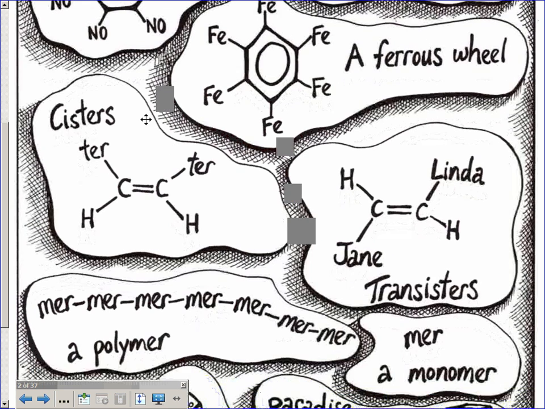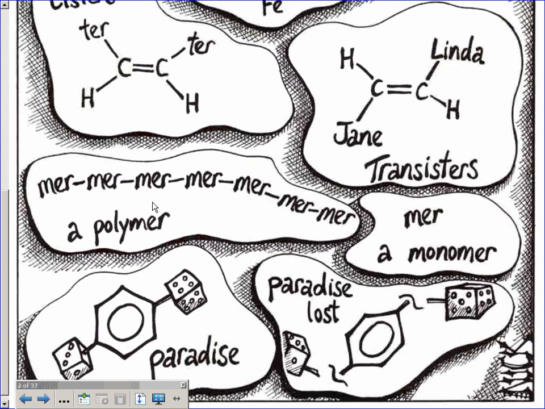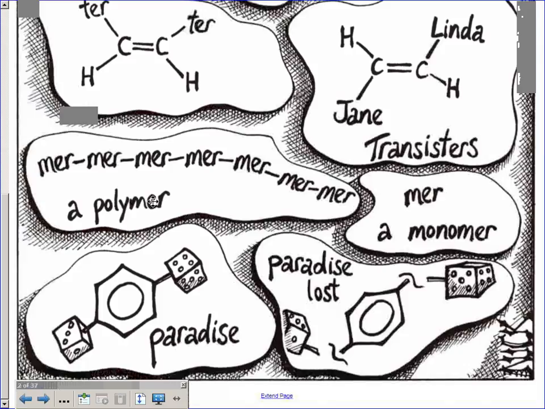So I have the Ferris wheel. Ha ha ha. Ferris, ferric. Sisters. Because it's cis, right? Same side versus the trans formation. Transistors. Come on, people. I'm trying here. Cis and trans. You know what I'm talking about?